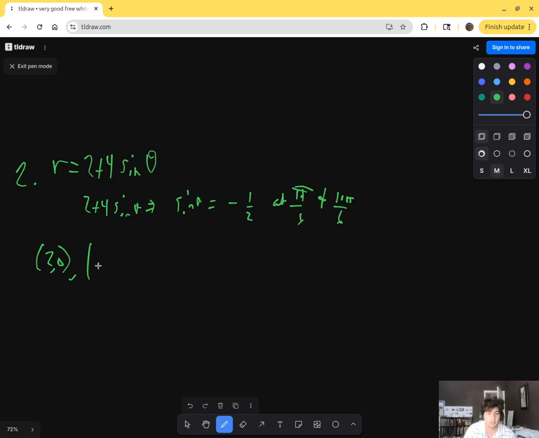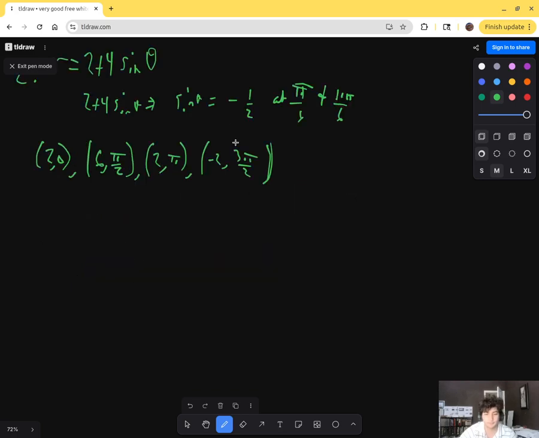When you plug in pi over 2, you're going to have 6, pi over 2. And then for pi, you're going to have 2, pi. And then for 3 pi over 2, you're going to have negative 2, 3 pi over 2. Remember that this is a negative, so we're going to have to change it, so basically flip it 180 degrees. So now we have to graph that.